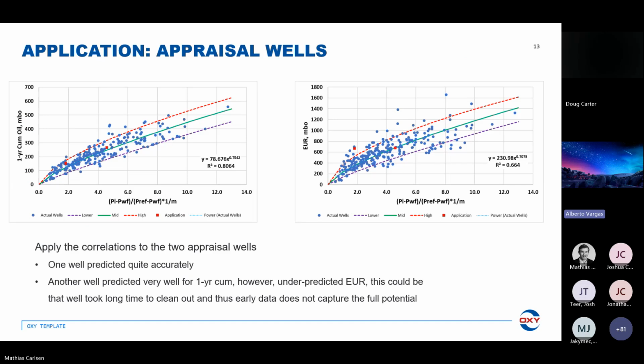And then another application is for the appraisal well. At that time we had 2 appraisal wells. It's a new area, new bench. So we just plugged this in to predict the 1 year Q. Then after 1 year, I looked at the 1 year Q, and it looked very close. And then after a longer time, when I checked the EUR, one well was on top and another one was an outlier. Then I checked the reason. Later I found that this appraisal well took a long time to clean up, and I had left out the flowback data. It looks like I didn't see the full potential yet.